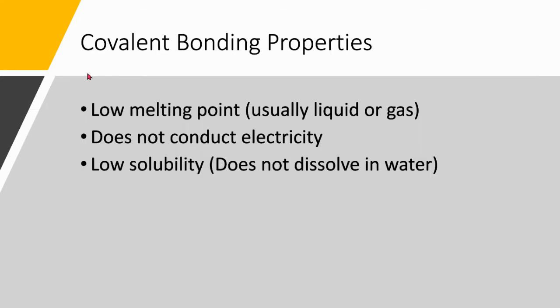So covalent bonds, there's some properties of them. Again, remember, these properties are really important that you know, because on your test, there's going to be several questions that ask you if it has this property, is it covalent or is it ionic? So covalent is kind of the opposite of ionic. So they have a really low melting point. They're usually going to be a liquid or a gas at room temperature. An example of a covalent bond is water, H2O, and so that is a liquid at room temperature. Another thing is that it does not conduct electricity.